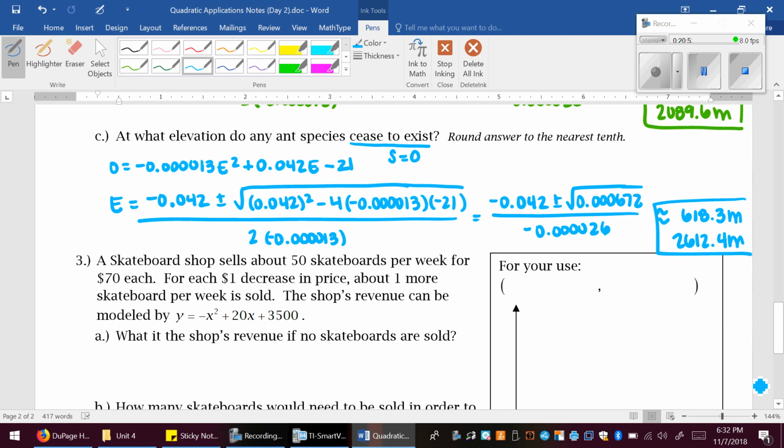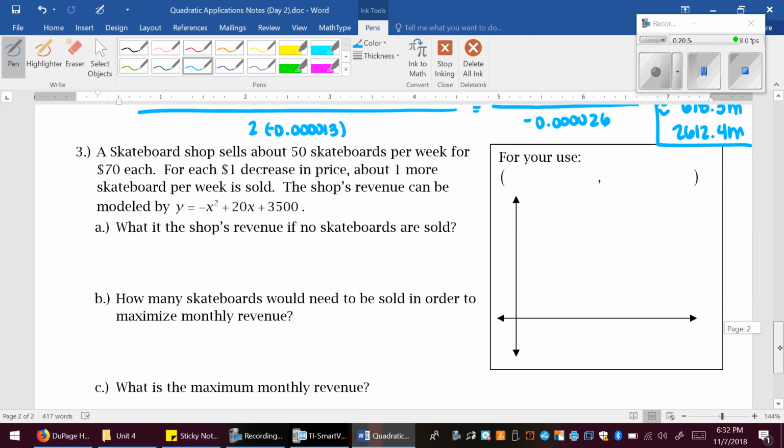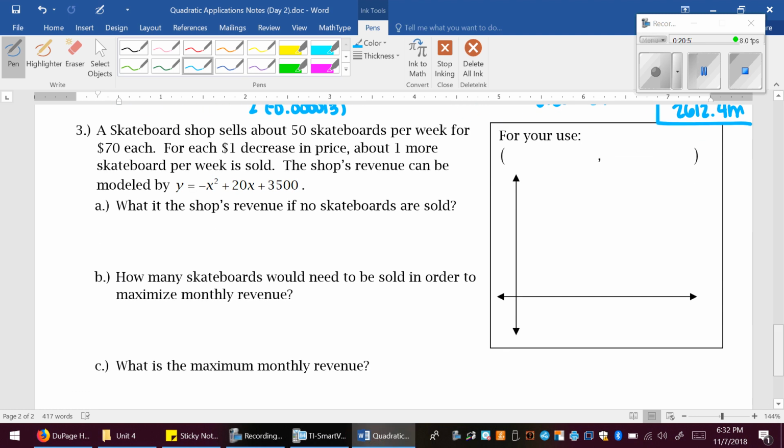Last problem. A skateboard shop sells about 50 skateboards per week for $70 each. For each $1 increase in price, about one more skateboard per week is sold. The shop's revenue can be modeled by the equation y equals negative x squared plus 20x plus 3,500. Again, I know this equation is in standard form. I know it's quadratic, so it'll look like a parabola, and the leading coefficient is negative, so it will open down. And the y value is at $3,500. Here's a general picture of my graph.